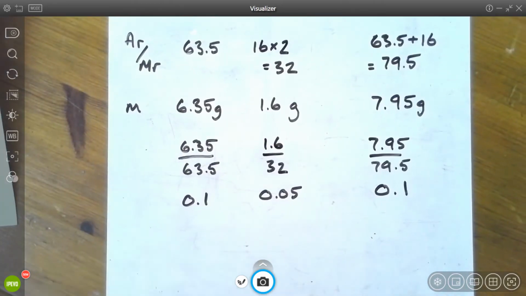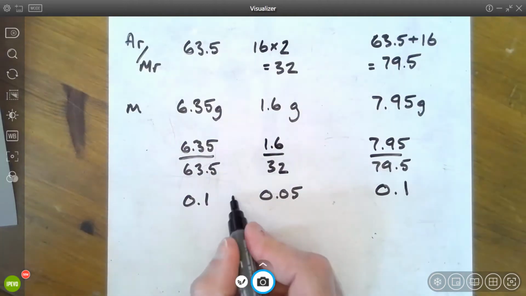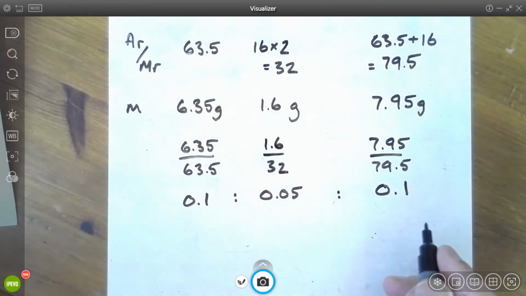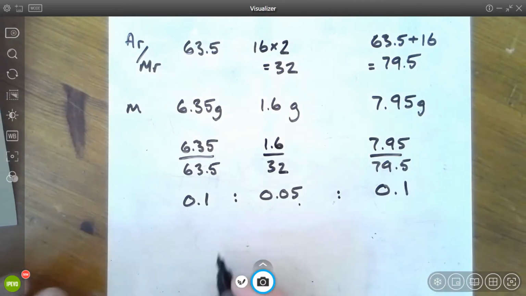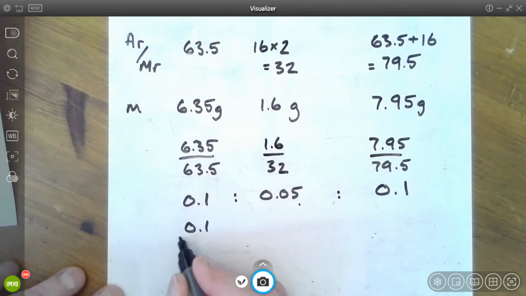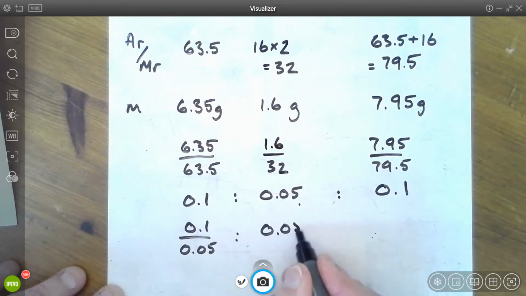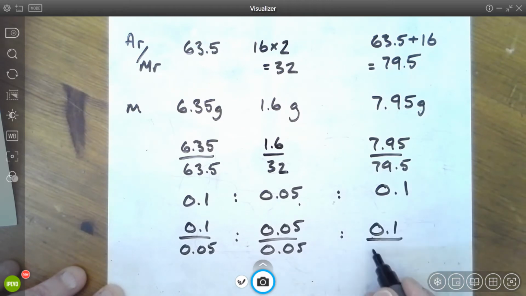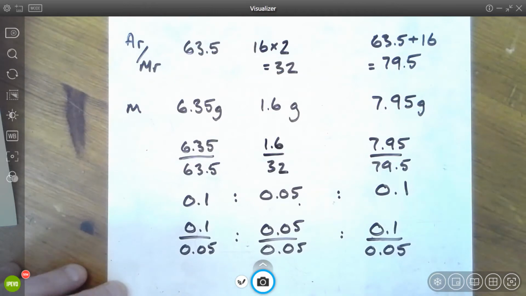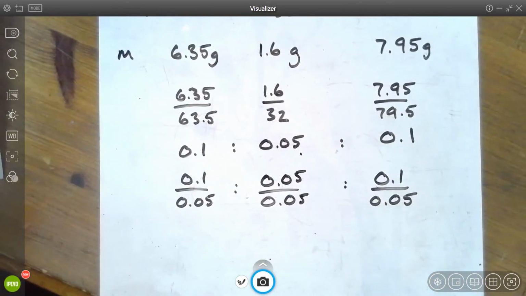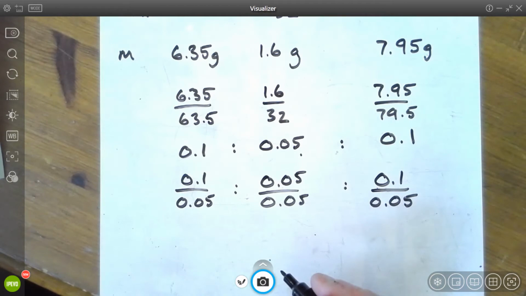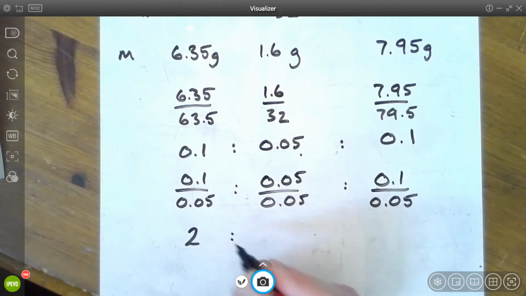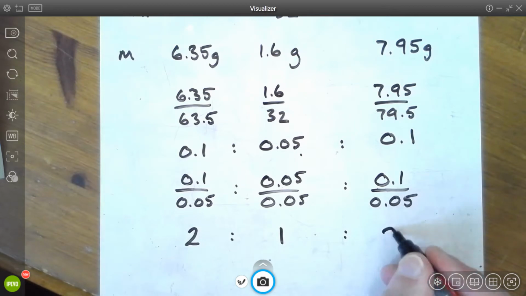We're going to divide each of those. Those are not whole numbers, clearly. So we're going to divide those by the lowest number. The lowest number here is 0.05. So 0.1 divided by 0.05. 0.05 divided by 0.05. 0.1 divided by 0.05. Put that into our calculator. Do that now, please. Okay, good. We have a whole number ratio of 2 to 1 to 2.